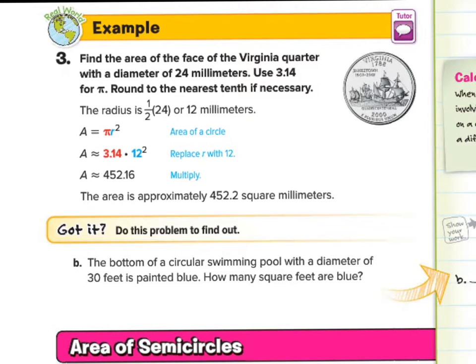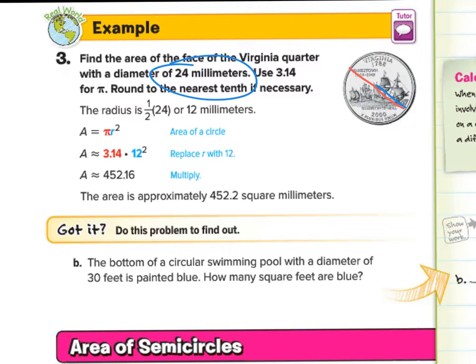Okay, now let's apply it to a real world example. Here we have a coin, okay? It looks to be like a Virginia coin, and it's a quarter, a Virginia quarter. Find the area of the face, so all of this right here, of the Virginia quarter with a diameter of 24 millimeters. Diameter, the distance across, don't confuse that with the radius. So we're just looking for half of that, right? So we need to cut it in half. Use 3.14, round to the nearest tenth.